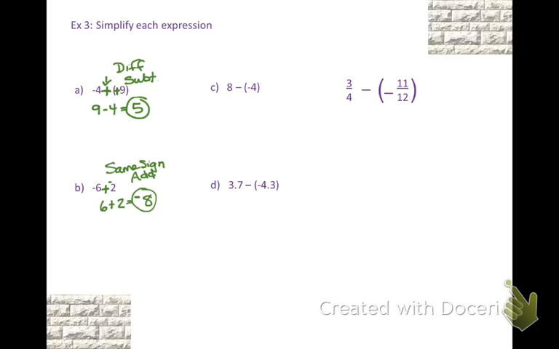C. Again, make it a plus sign, make it an addition sign, and turn the negative 4 into a positive. So now it's 8 plus 4. They're both the same sign, so we're going to add them. 8 plus 4 equals 12, and they're both positive, so your answer is going to be 12.